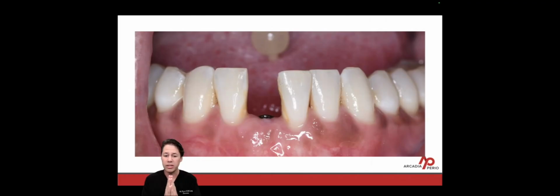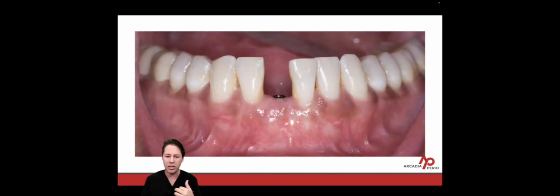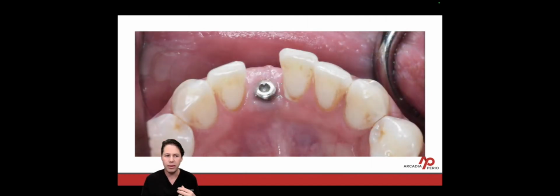Here we are at 4 months, maintaining wonderful tissue heights, good tissue quality. So this is just a facial view of that implant, maintaining the nice papilla heights, kind of pulling back and zooming out a little bit more to get a more full picture of this case. And now just giving you an occlusal view.